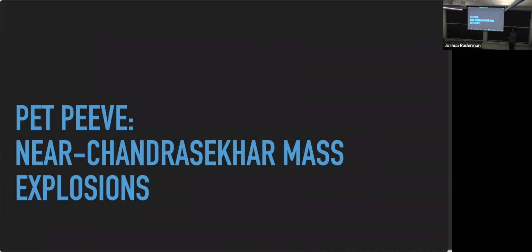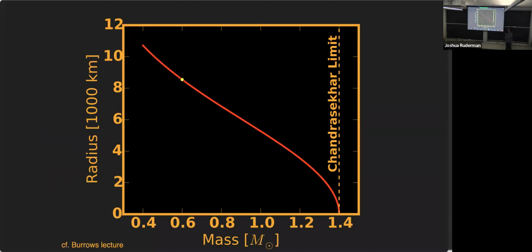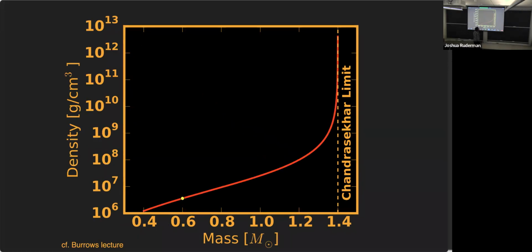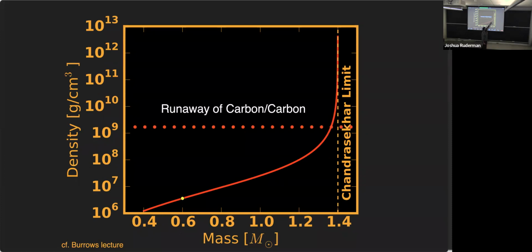One of the pet peeves is that we run around and say there are Chandrasekhar mass explosions. There are no Chandrasekhar mass Type Ia supernovae. Let me go into this. They're all near Chandrasekhar mass. As we go to the Chandrasekhar mass, Chandrasekhar introduced this nice idea that if you have relativistic electrons in there, your radius goes to zero. It goes really to zero in the solution. So if you turn this around and plot density versus mass, at some stage you cross this threshold, not at the Chandrasekhar mass, but near the Chandrasekhar mass.